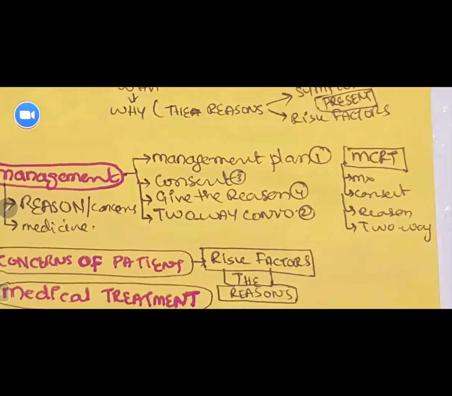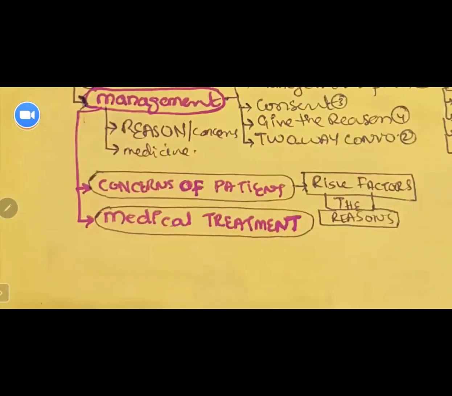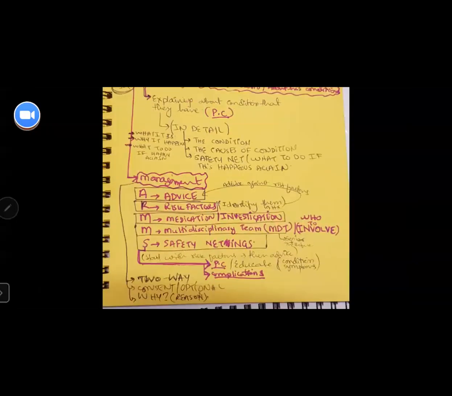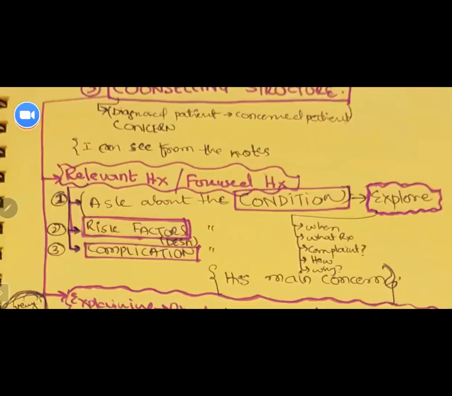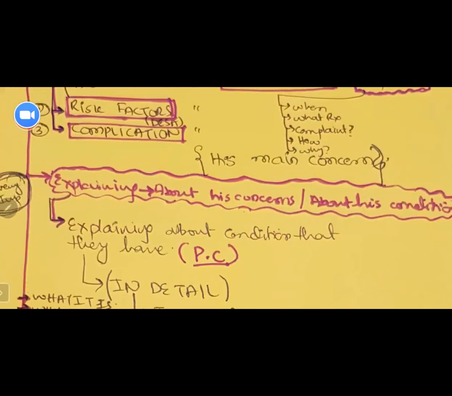Again, the same thing. But you have to again do the consent, give the reason why you're managing them, have a two-way conversation, always address the patient's concern, and then go for medical treatment when it comes to test results. When it comes to the counseling structure, again, the patient has been diagnosed. You again have to take a relevant history about his past condition, his present condition, the risk factors that he has right now, and the complications that could occur in the future.